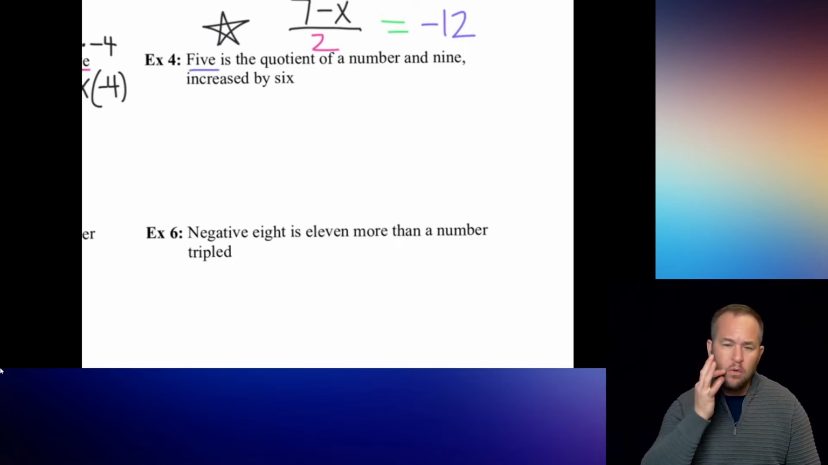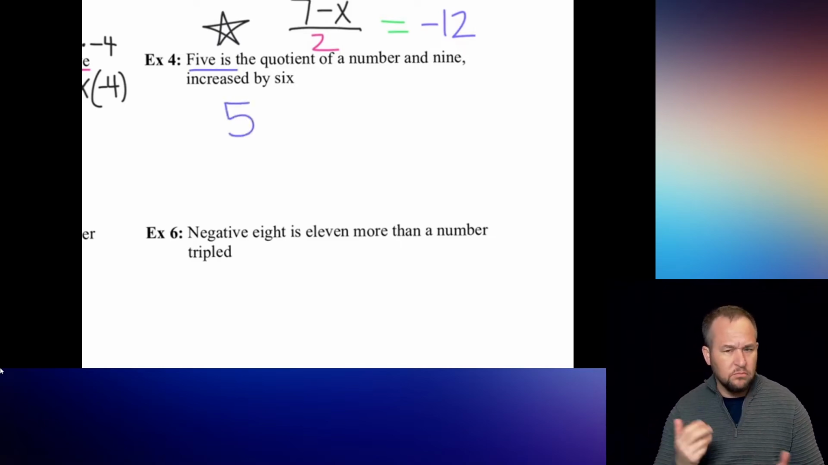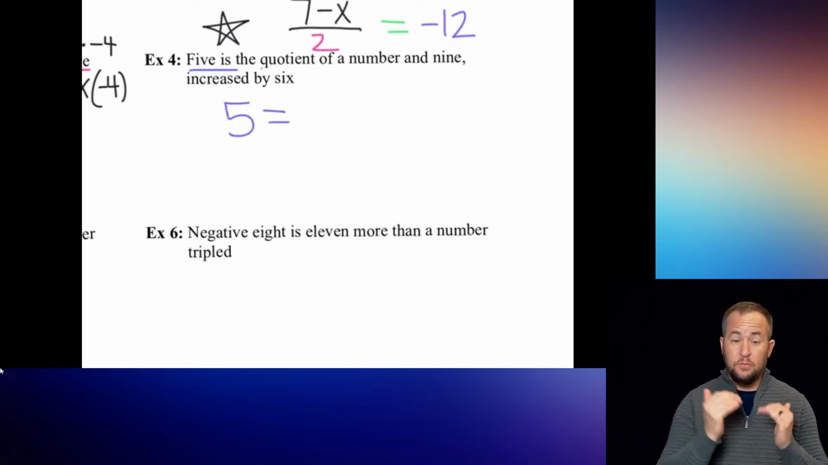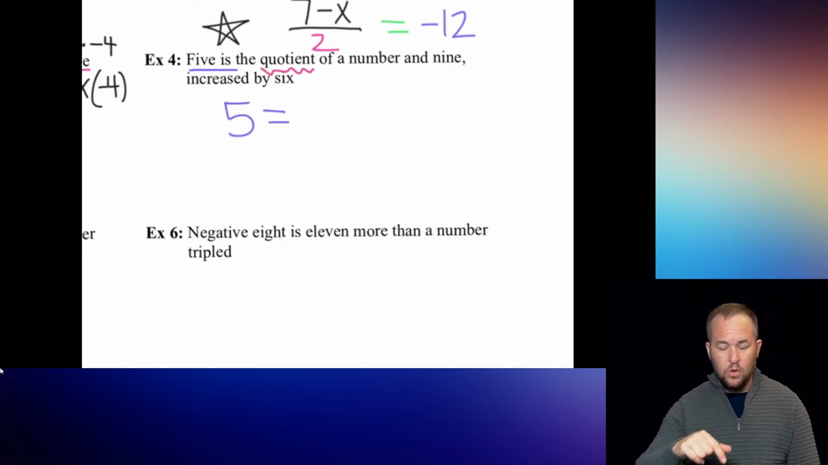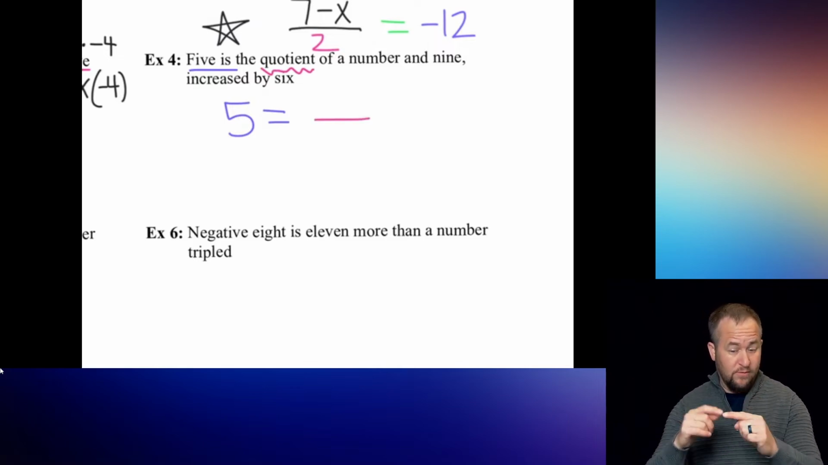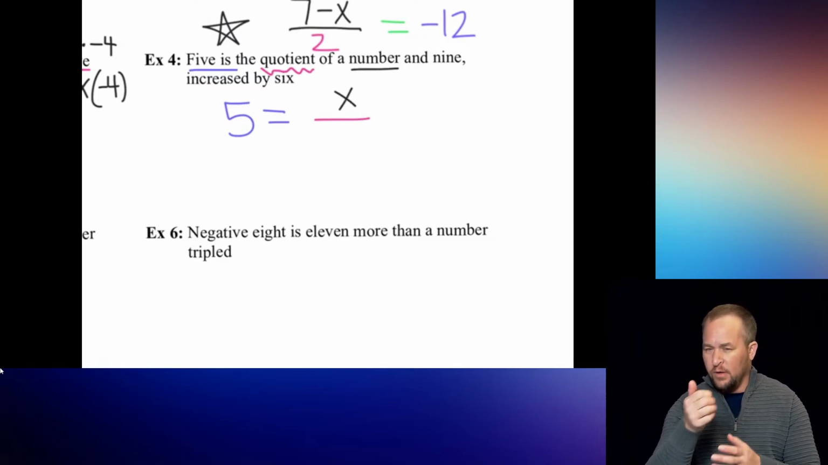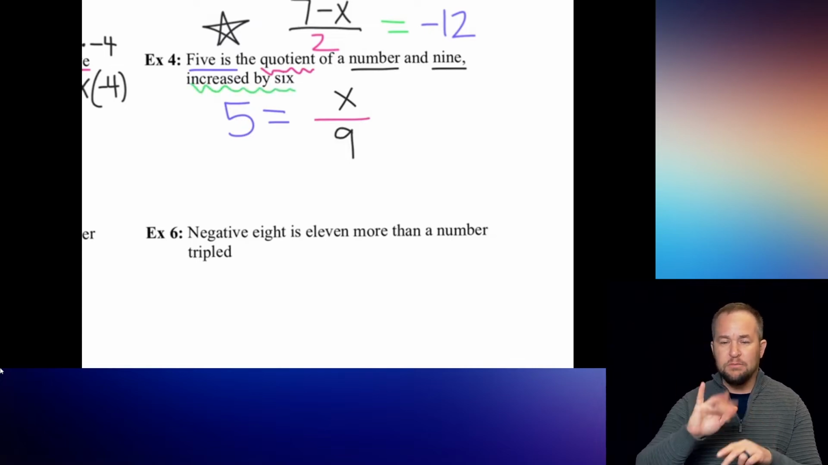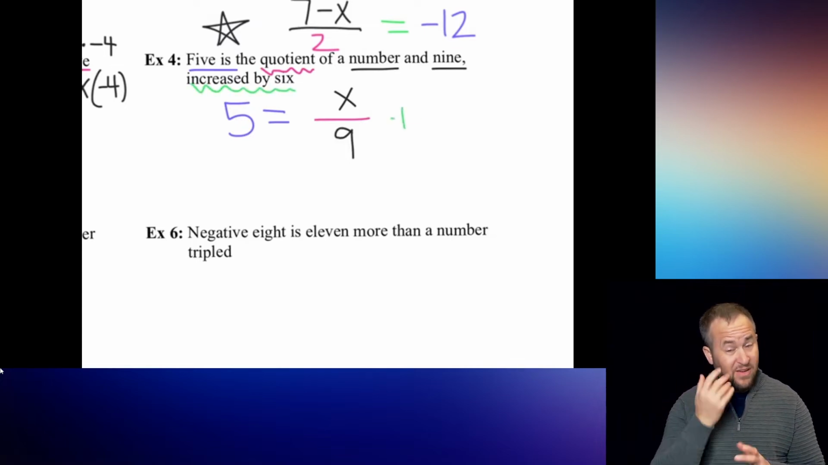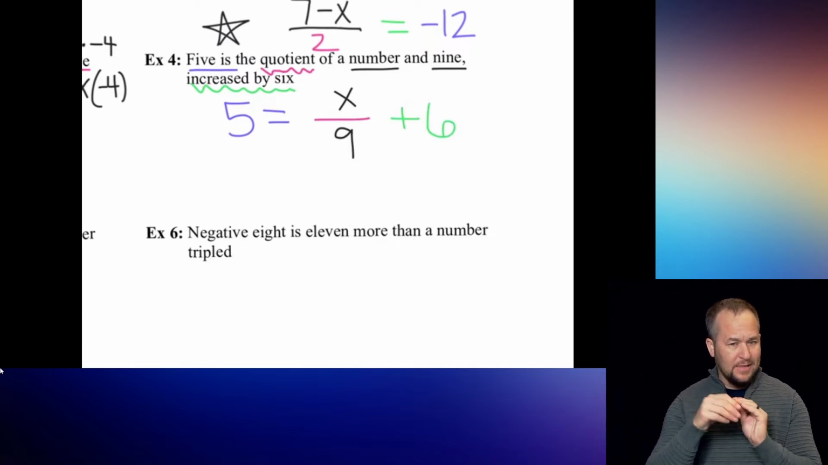So 5 is, I know that means 5 equals. And then I have the quotient, and we know quotient means division. So you can write this 2 ways, either using that division sign or using that fraction bar. I'm just going to stick to the fraction bar. So the quotient of, and then it says the number, so my x, and 9. So it's going to go below it. And then the last part that we have is increased by 6. So I know if I'm increasing something, I'm adding 6 to it.